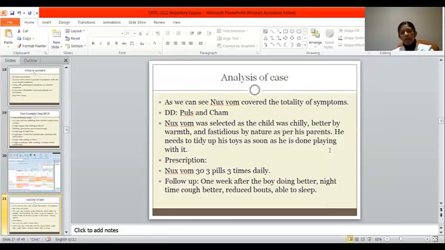His parents told that he needs everything to be neat and tidy. Even if he plays with some toys, he needs to keep them back after playing so that he will not make a mess. That fastidious nature was very interesting to see in a 5-year-old boy, and it was prominent. So I chose Nux vomica 30, 3 pills, 3 times daily. Follow-up after a week, the boy is doing much better. Nighttime cough is better. The bouts are reduced and he's able to sleep.